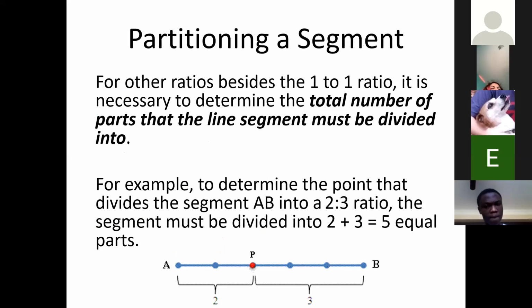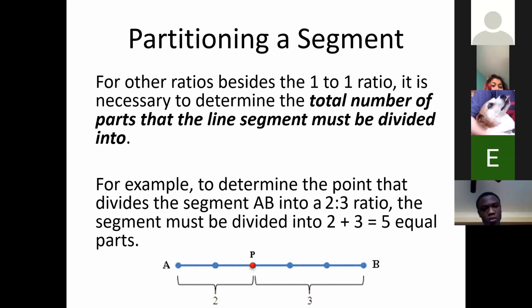For other ratios besides the 1-to-1, it is necessary to determine the total number of parts that a line segment must be divided into. For example, to determine the point that divides the segment AB into a 2-to-3 ratio, the segment must be divided into 5 equal parts. You get that by adding the ratio, 2 plus 3, which is 5. Okay? So this is not too complicated at the beginning.